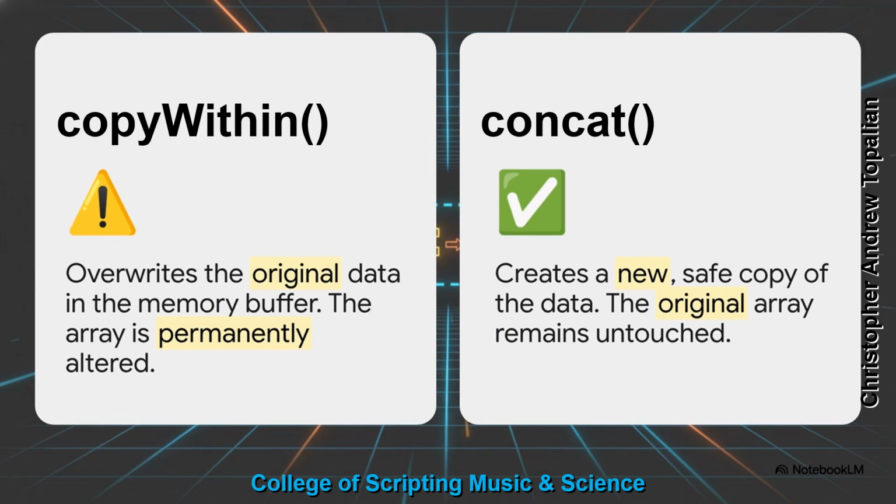Now, you could compare this to a much safer command, something like concat. Concat is polite. It takes your original data, makes a brand new copy with your changes, and leaves the original completely alone. But copyWithin, it barges right into your original array and overwrites whatever you tell it to. The original is changed, and it's changed for good.